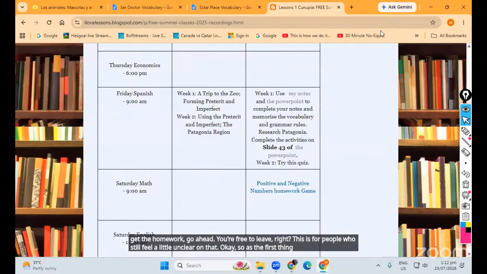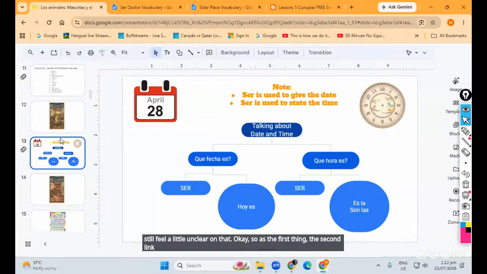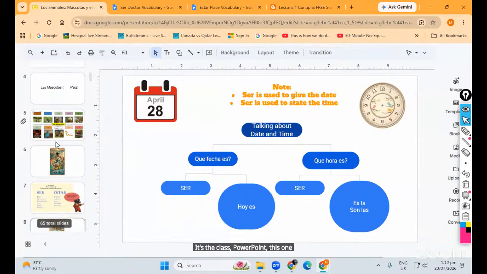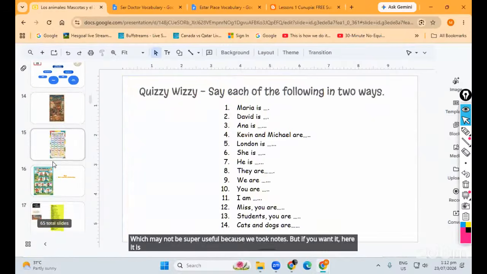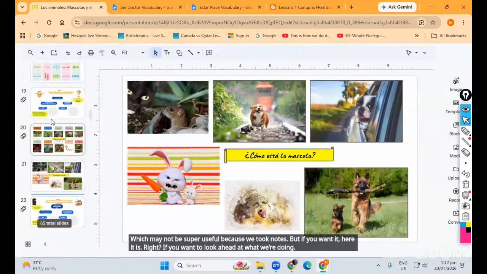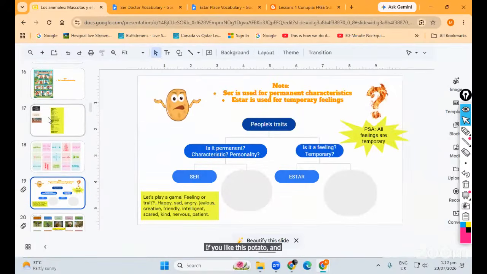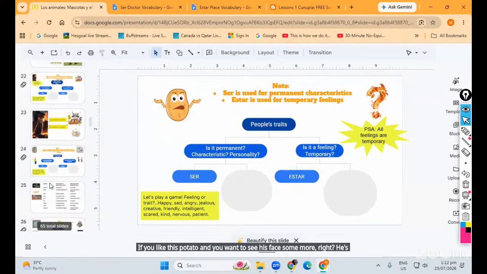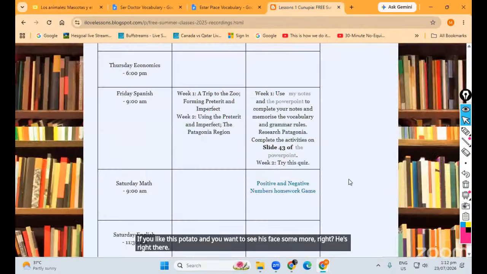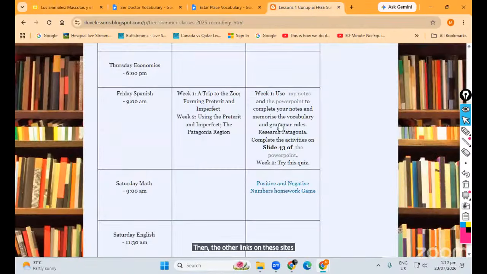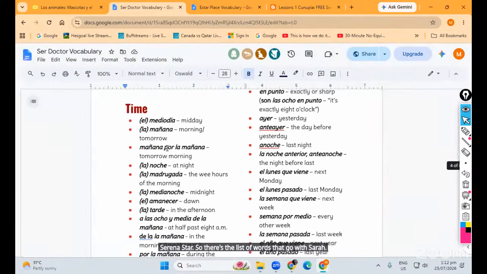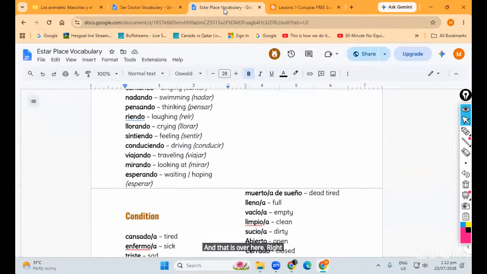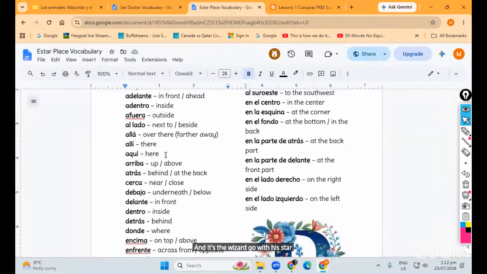The second link is to the class PowerPoint, which may not be super useful because we took notes. But if you want it, here it is, right? If you want to look ahead at what we're doing, if you like this potato and you want to see his face some more, he's right there. Then the other links on the site are to the vocabulary that will accompany Sarah and a star. So there's the list of words that go with Sarah, and that is over here, right? And the list of words that go with his star, and that is over here, right?